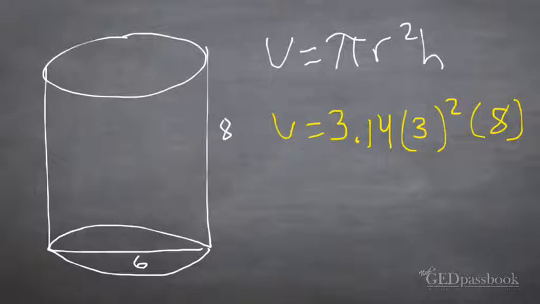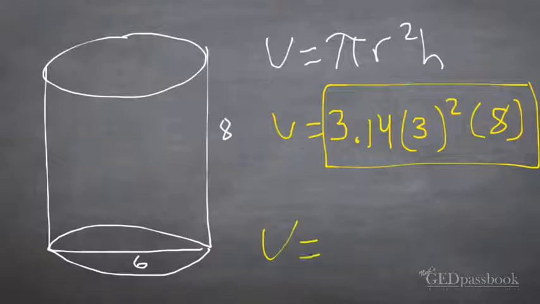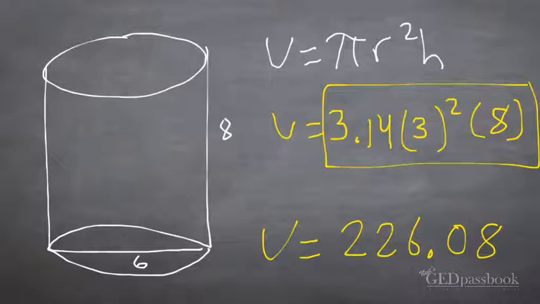Now that you've filled in your formula, get out your trusty old calculators and punch all of that in. 3.14 times 3 squared times 8. Oops, I've got no calculator. 226.08. Anybody else get something different? Nope. All right, so 226.08 cubic feet or inches, whatever, of water. That's how much this barrel holds.